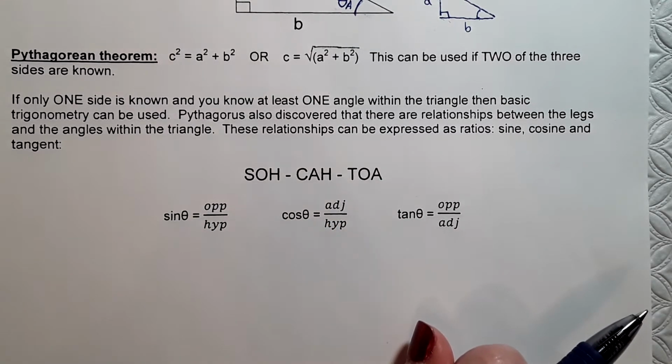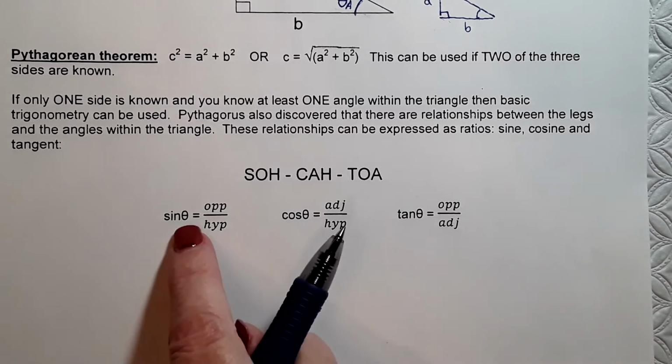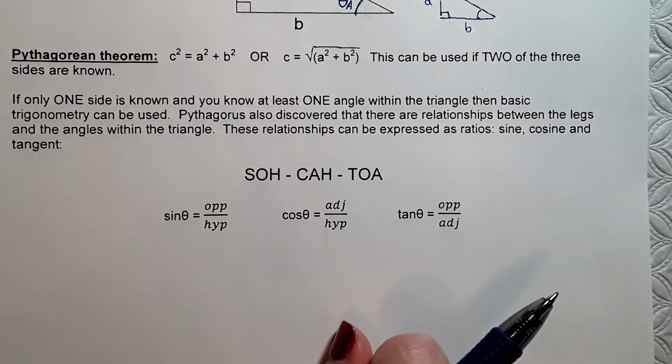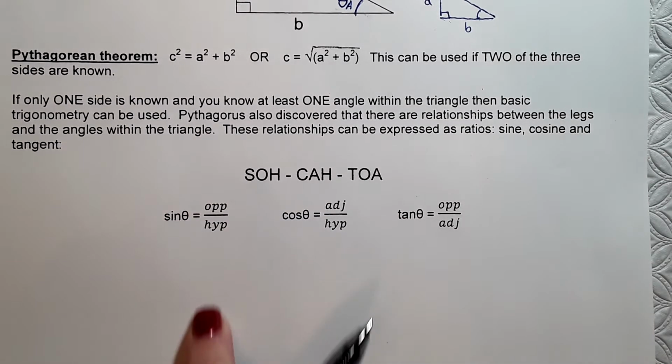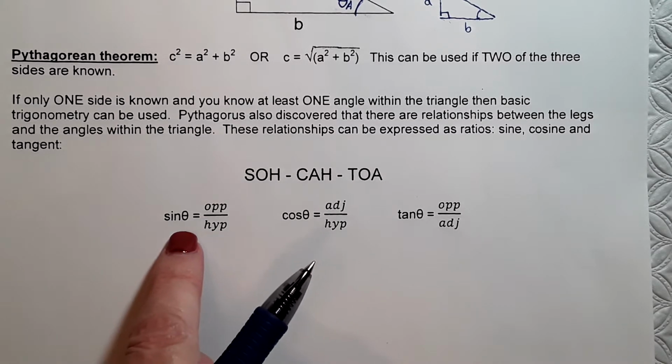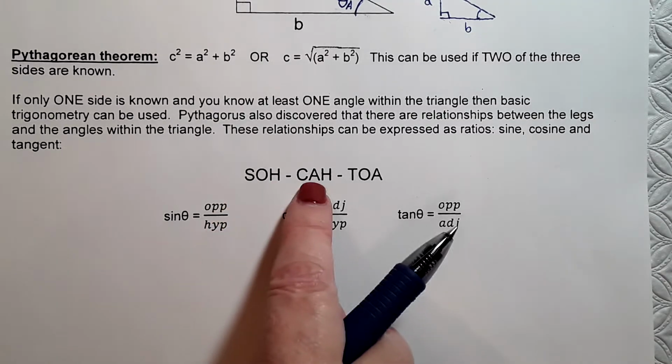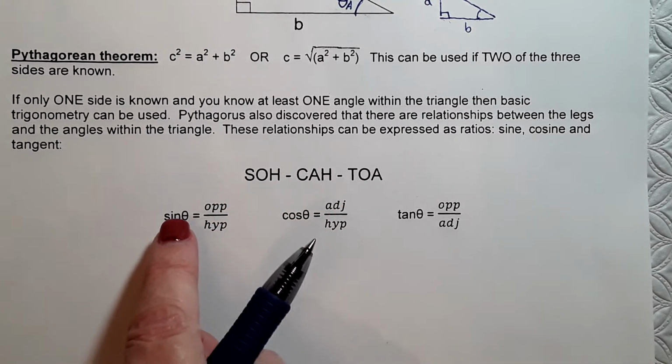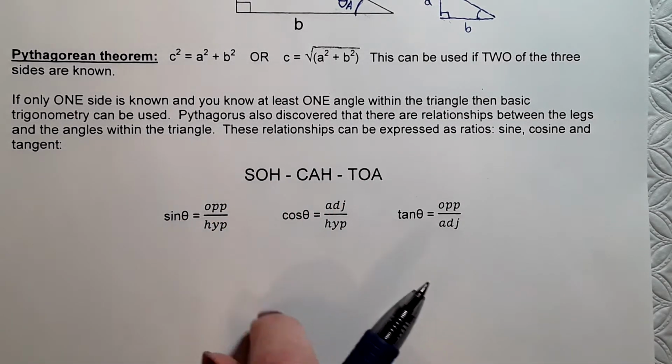Now, back in the day, when I was in school, we had to learn how to look up the sine, the cosine, and the tangent on trig tables. It's a set of tables where you had every angle from 0 to 90 listed. Some trig tables go by half degrees, some go by whole degrees, but then they would list every possible sine, cosine, and tangent ratio for each angle.